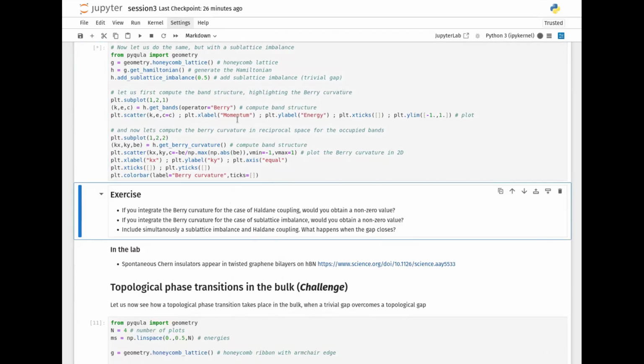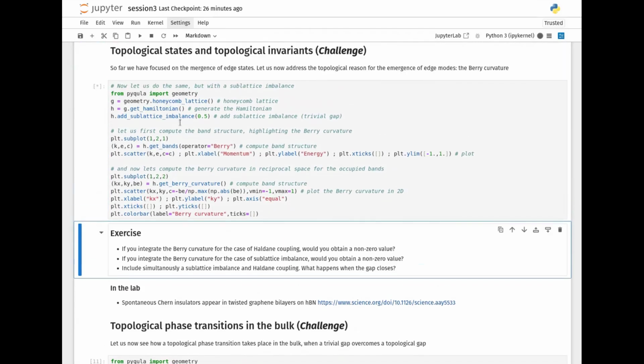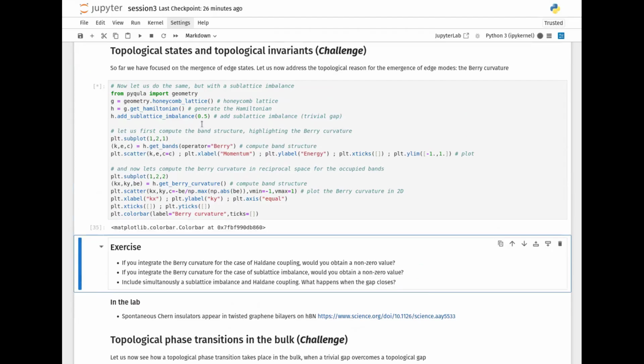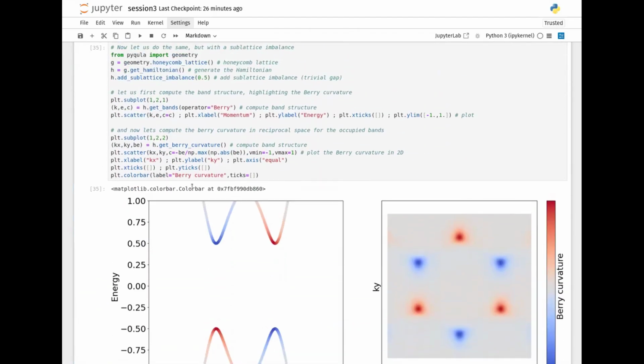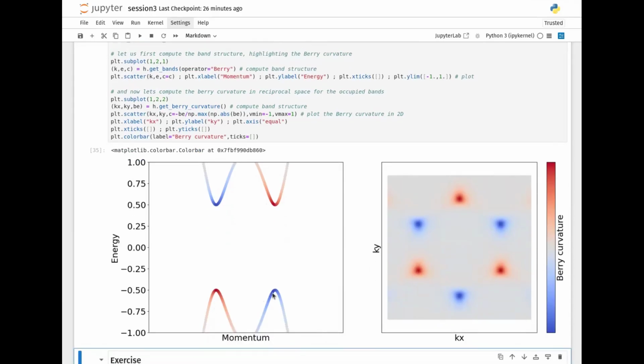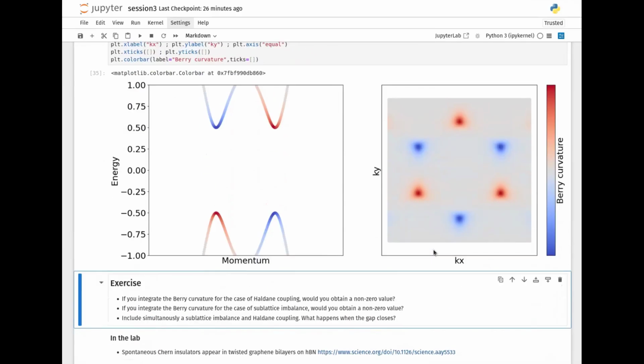So we can recompute this just to see the result again. And so the whole idea is that the sublattice imbalance opens a gap, and this gap has a finite Berry curvature. So it has, let's say, positive Berry curvature in one valley and negative Berry curvature in another valley. And if you plot it in reciprocal space, it looks like this. But in total, this Berry curvature averages to 0. And so let us go through the exercise.